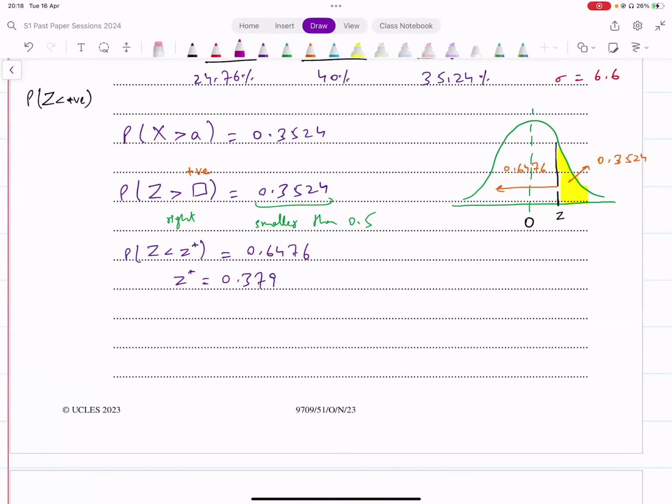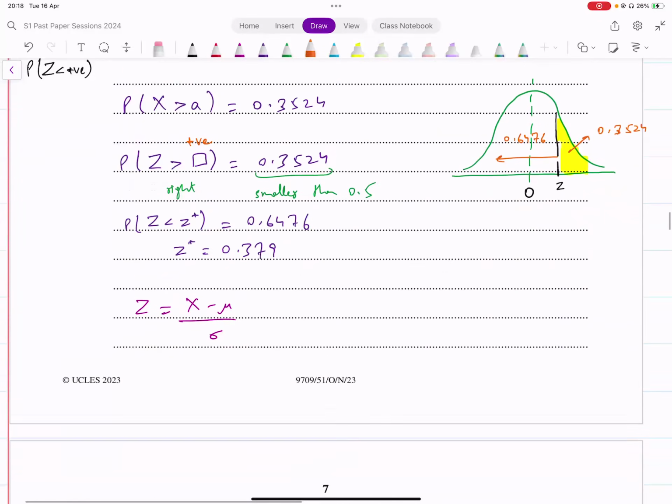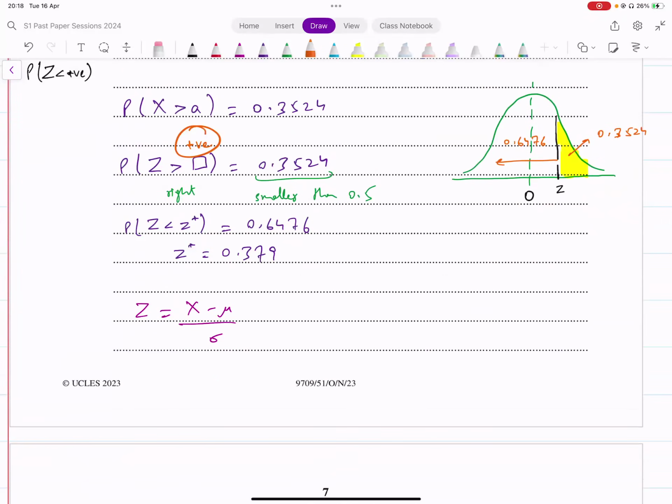Now you use the formula Z equals X minus mu over sigma and input values in that. Now Z is supposed to be positive, right? So you need to be careful. If you had figured out earlier that Z was negative, you would have to input the negative value of Z here, but Z is supposed to be positive. So the Z value is 0.379 now. Just input this in the formula.